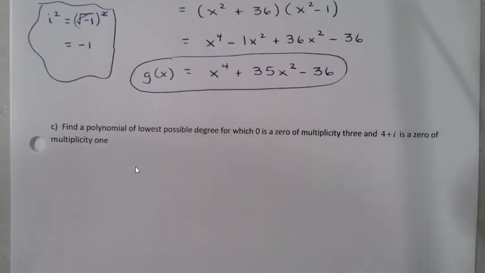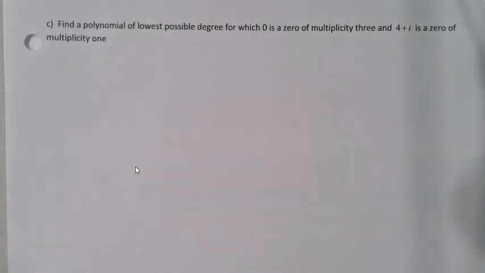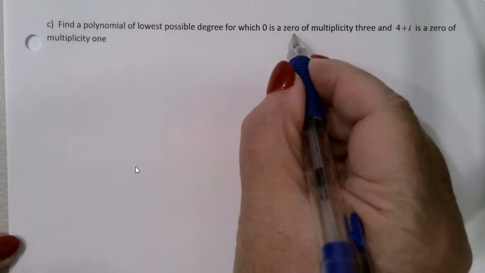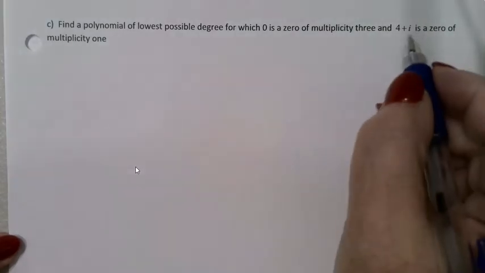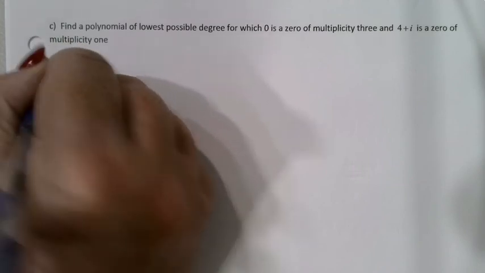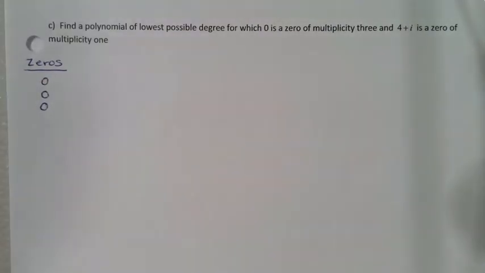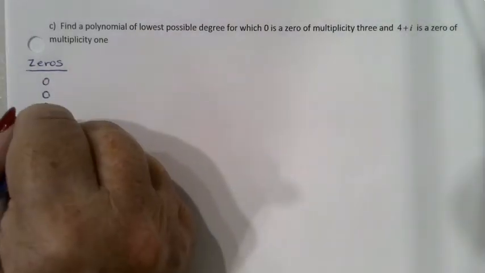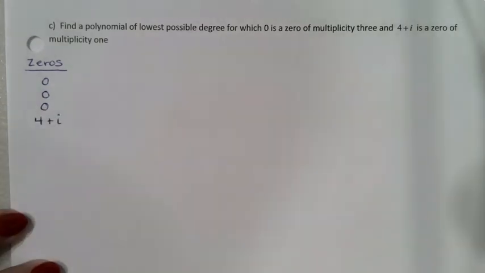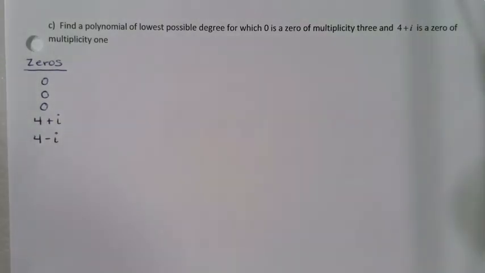All right, we've got one more example here. Polynomial of lowest possible degree. 0 is a 0 of multiplicity 3. And then we also have 4 plus i as a 0 of multiplicity 1. So making my little zeros list. 0 has multiplicity 3. So I'm literally going to include it 3 times. 4 plus i is a 0. And that means the conjugate, 4 minus i, also has to be a 0. All right, that should be all of them that I need.